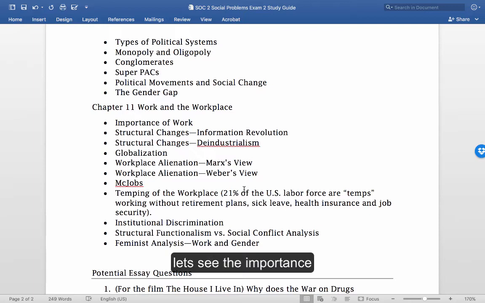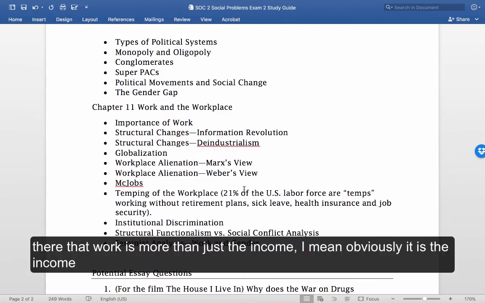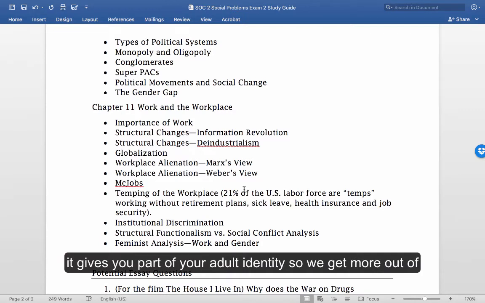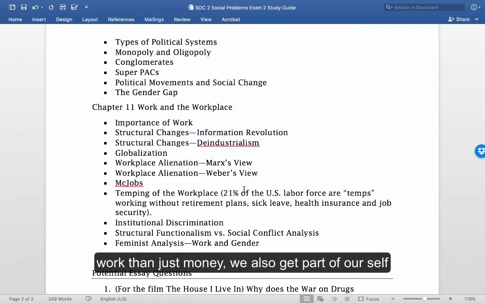Alrighty. Let's see, the importance of work. So the idea there that work is more than just the income. I mean, obviously it's the income, but it also gives you some meaning, right? It gives you part of your adult identity. So we get more out of work than just money. We also get part of our self-esteem and kind of a measure of who we are.